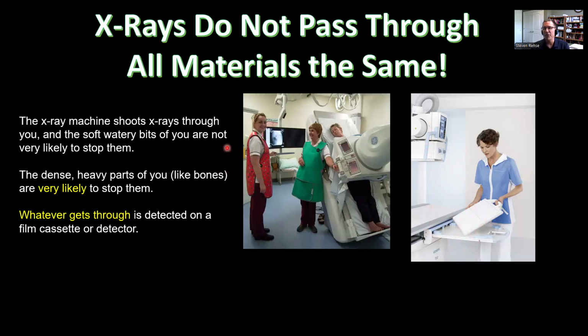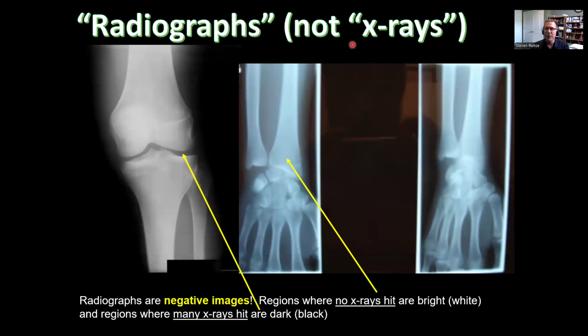And that's all of the soft bits of you, the x-rays will go through easily. But the dense, heavy parts of you, like bones especially, are very likely to stop them. So we call that a differential attenuation of the x-rays. That's what makes them useful, because if all the materials don't absorb the same, those x-rays are going to throw a shadow. And that's really what an x-ray image is.